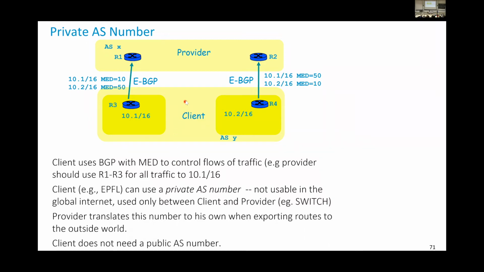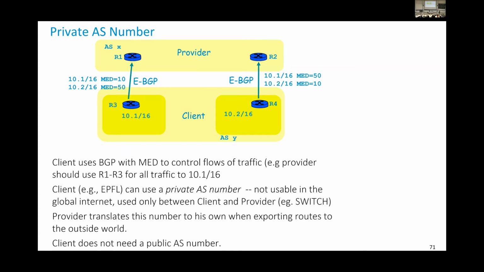One way, for example, is when you have a client that is a stub to a provider, like EPFL to switch here. EPFL has only one provider, which is switch. So whenever EPFL reaches the rest of the world, it's always via switch. So EPFL uses BGP to announce its routes to the switch. But EPFL does not need an AS number. That's an optimization, because any route will eventually be via switch. So for the rest of the world, EPFL appears as if it were in the AS of switch.